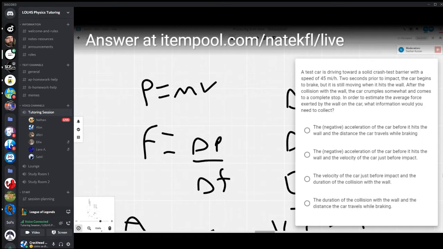Nice Spanish zoom. What? I like the Spanish zooms. Potato.